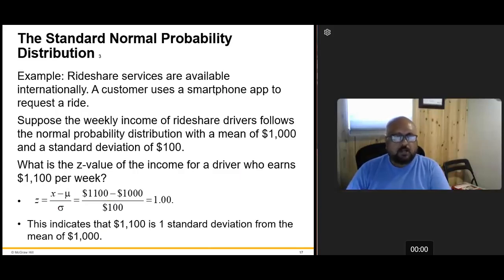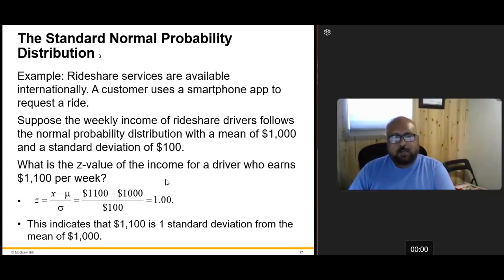All right, so standard normal probability distribution. This is an example here. Ride-share services are available internationally. A customer uses a smartphone app to request a ride. Suppose the weekly income of ride-share drivers follows a normal probability distribution with a mean of $1,000 and a standard deviation of $100. So what is the Z value of the income for a driver who earns $1,100 per week?